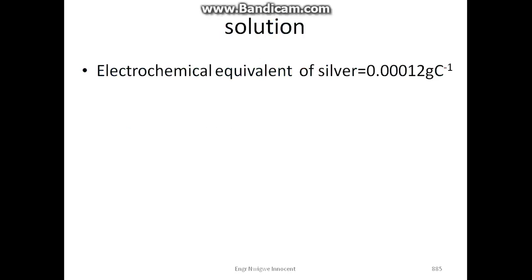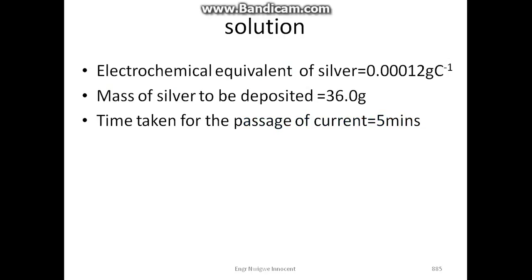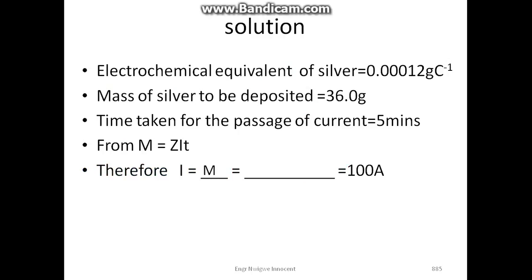Solution. Electrochemical equivalent of silver is equal to 0.0012 gram per coulomb. Mass of silver to be deposited is equal to 36.0 gram. Time taken for the passage of current is equal to 5 minutes. From m equals Zit, therefore I is equal to m over Zt, which is equal to 36 over 0.0012 times 5 times 60, which is equal to 100 amp.